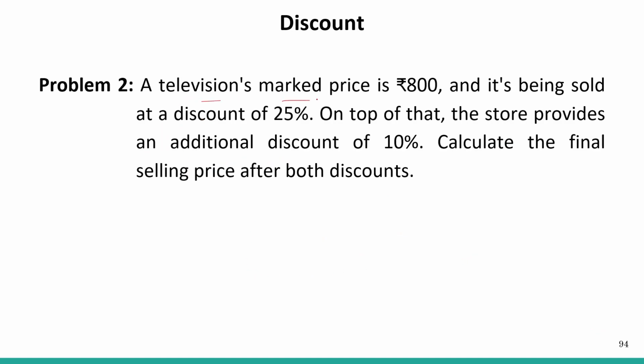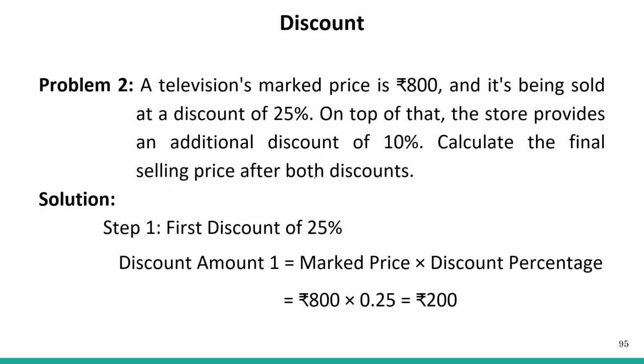A television's mark price is 800 rupees and it's being sold at a discount of 25%. On top of that, the store provides an additional discount of 10%. Calculate the final selling price after both discounts. Step 1 is the first discount of 25%, because the 25% discount is first applied. On top of that, the store provides an additional 10% discount.